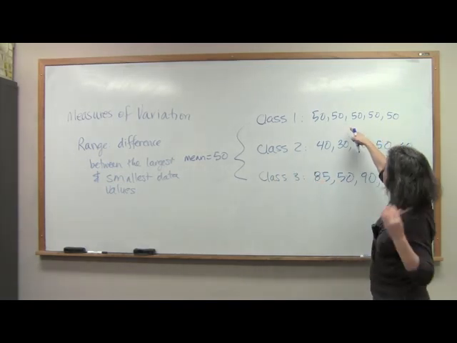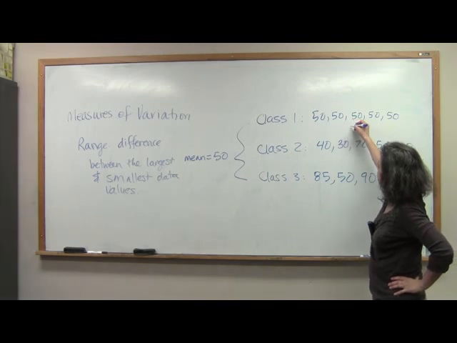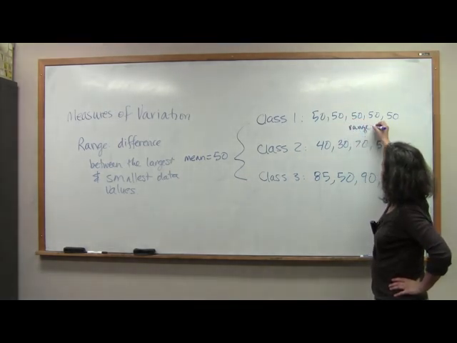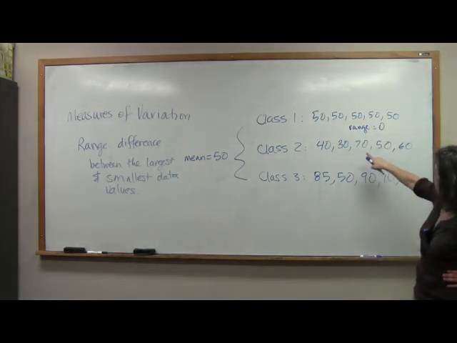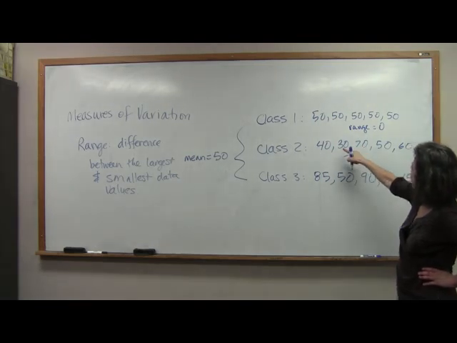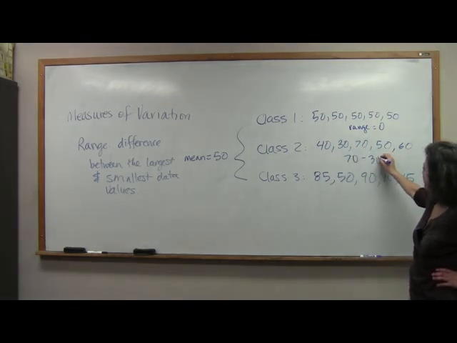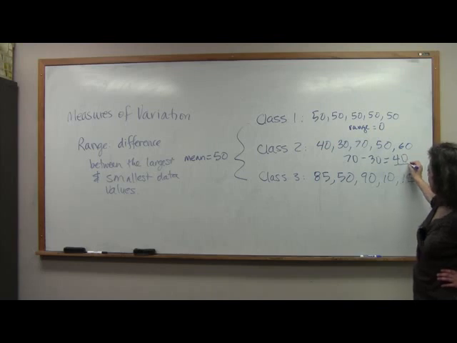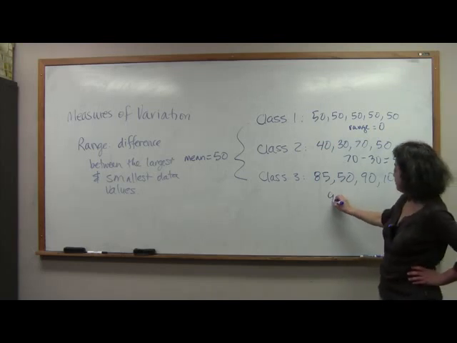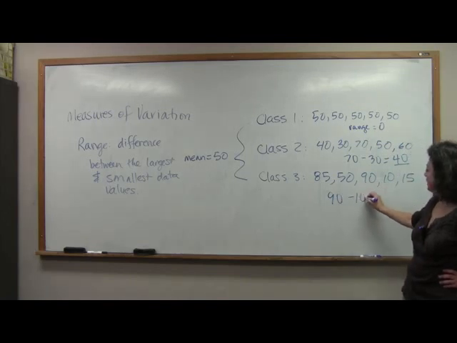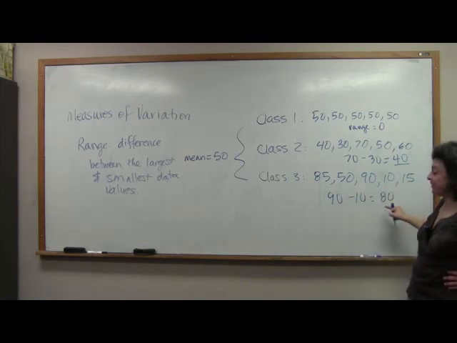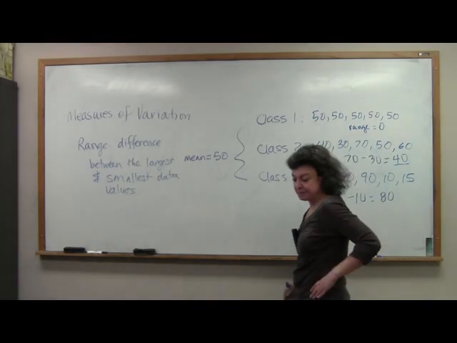Okay? So, for example, the range here, well, the range is 0. Okay? Here our largest data point is 70, our smallest data point is 30. So here our range is 40. Whereas, check this out, our largest data point is 90, smallest is 10. We have a huge range of values.